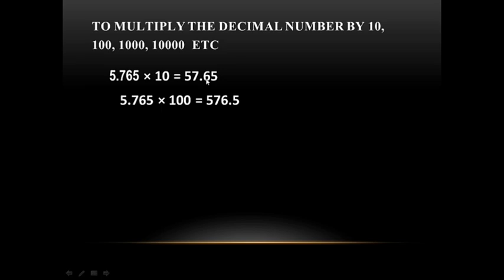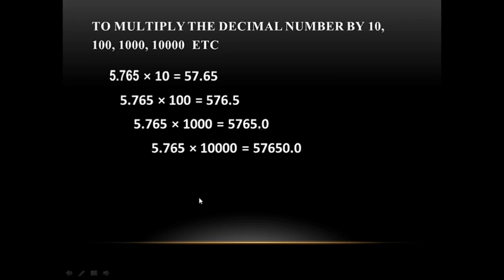Then the next example, 5.765 into 100. Here the number of zeros is 2, so we will shift this decimal point two digits to the right, so it will become 576.5. Then 5.765 into 1000. Here the number of zeros is 3, so we will shift this decimal 3 digits to the right, so it will become 5765.0. After the decimal we have to write 0.